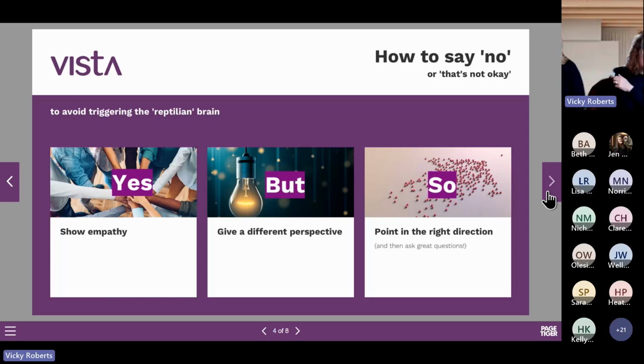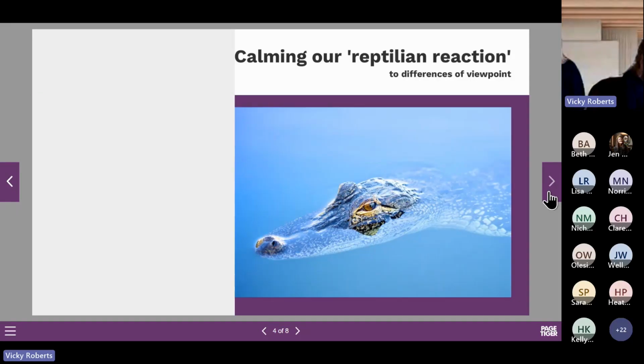Absolutely right. So remember that when conflict's happening, we will assume that somebody is doing it because they don't value us, for example, in some kind of way. So we need to control our assumptions in that respect.